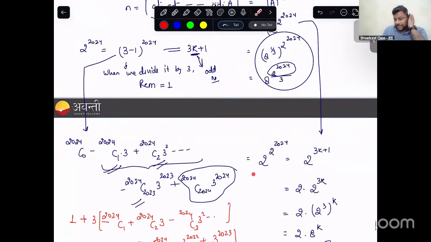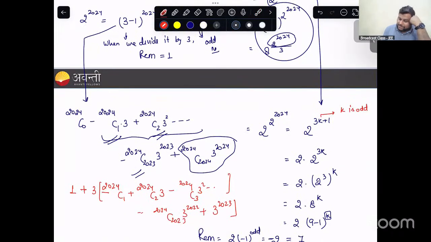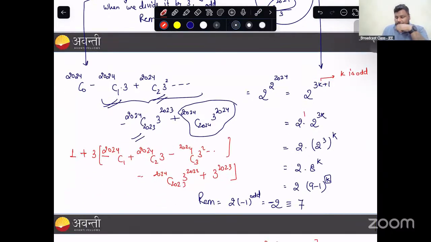Now, this again I came here. This can be written as 3k plus 1 where k is odd. So I split it: 2 raised to the power 1 separate and 2 raised to the power 3k separate. 2 cube we can write as 8 raised to the power k. It is 9 minus 1 to the power k.